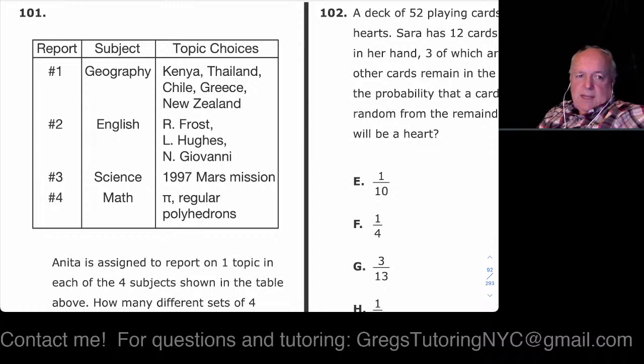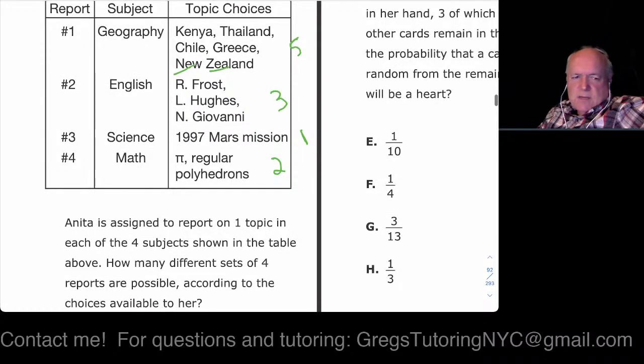The geography references 5 countries. Okay, New Zealand is not 2; it's 1. So Kenya, Thailand, Chile, Greece, and New Zealand. So there's 5 countries here. The English references 3 authors. The science looks like it's referencing 3 things, but from what I could see, it's only referencing 1, and the math references pi and regular polyhedrons. So it's referencing 2 things. So we don't know what they're going for with this. We didn't even know we have to write the 5, 3, 1, 2 along the sides of it.